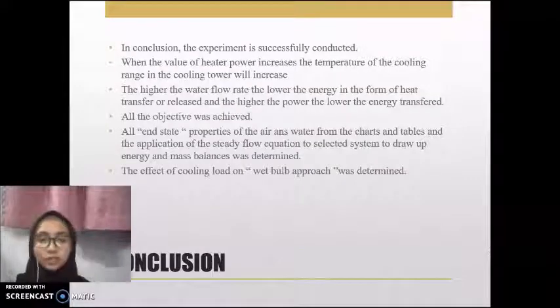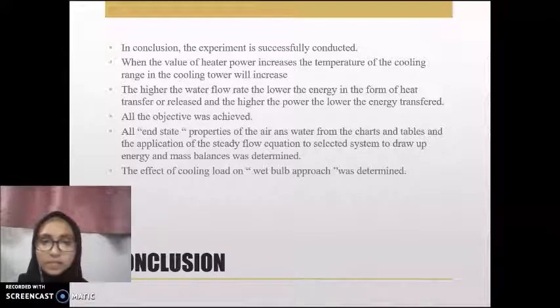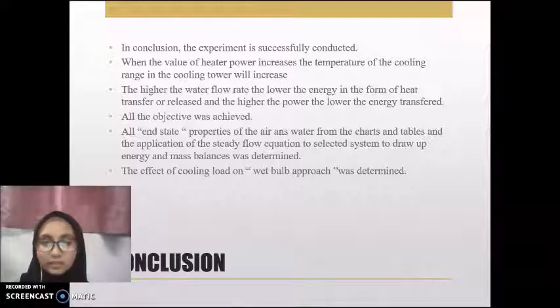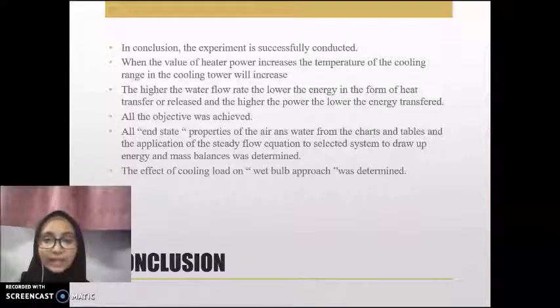To proceed with the conclusion. In conclusion, the experiment was successfully conducted: when the value of the power increases, the temperature of the cooling range in the cooling tower will increase. The higher the water flow rate, the lower the energy in the form of heat transfer or release, and the higher the power, the lower the energy transfer. All the objectives were achieved.